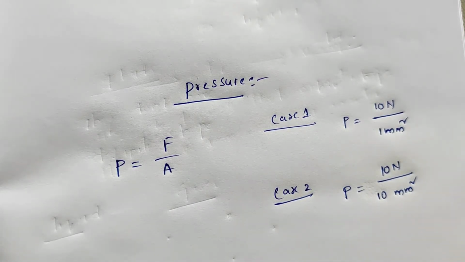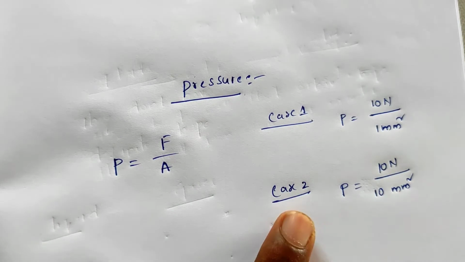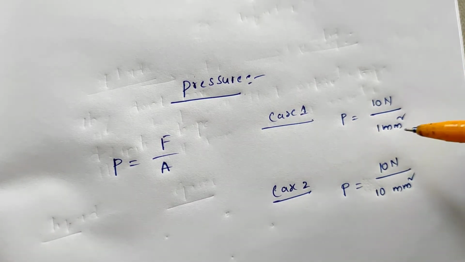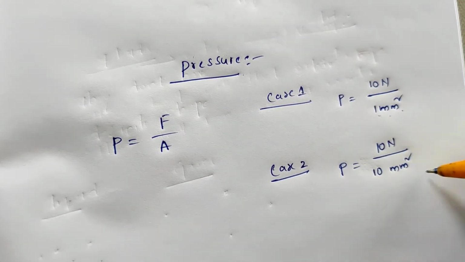So how is this area written? It's the area of a circle, I am taking that. I am assuming only a very small amount. So in this case 1 mm square, and in this case 10 mm square.